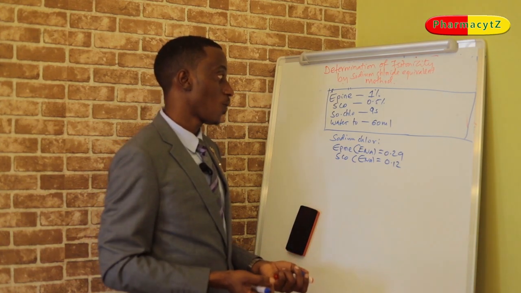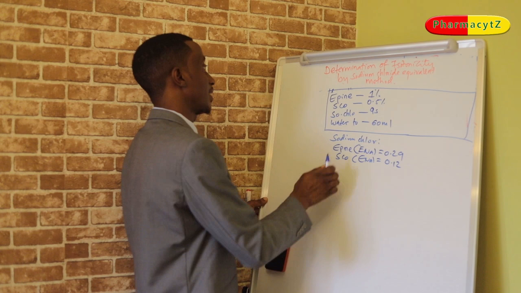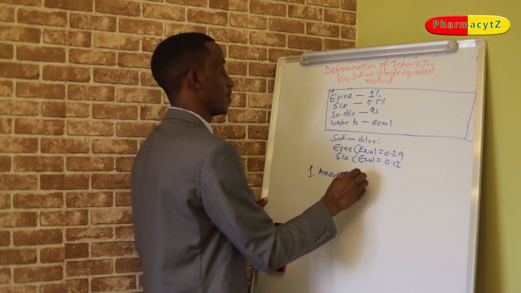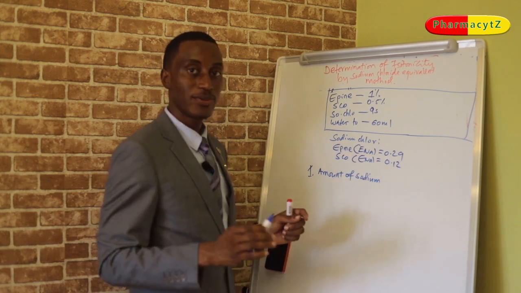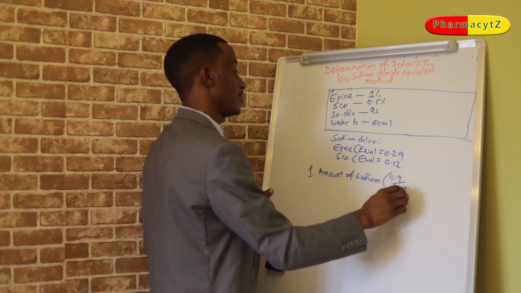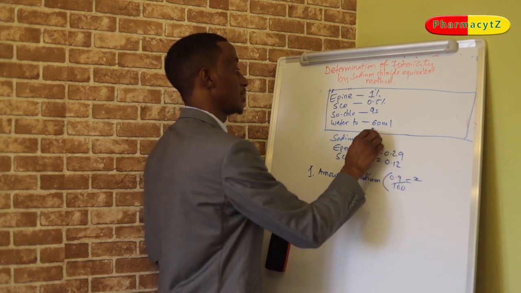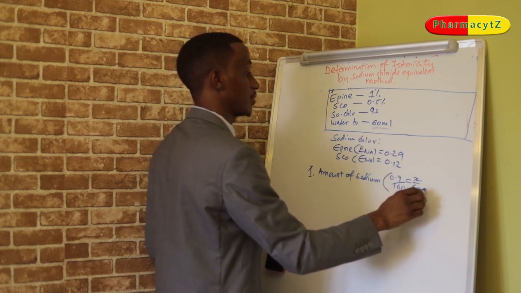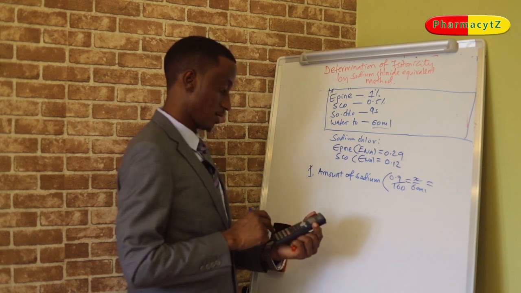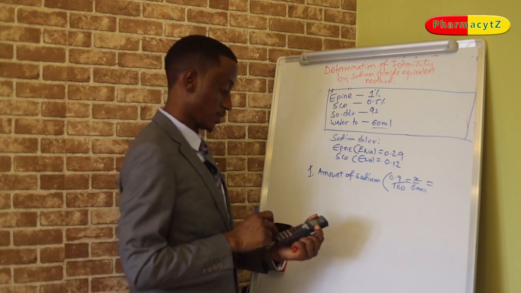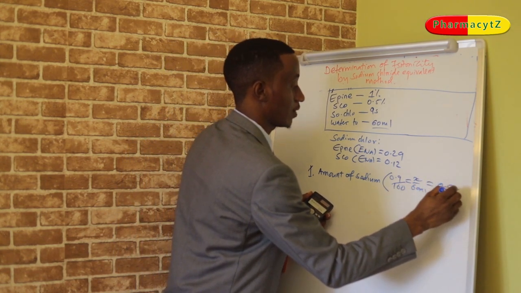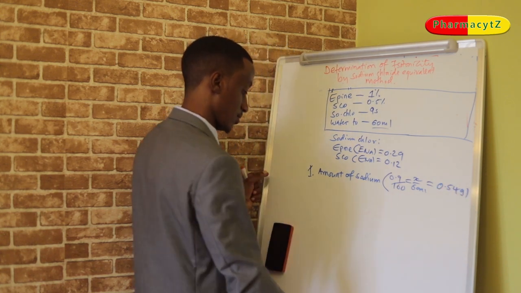So the first step, what do you do? First step is to find the amount of sodium chloride to be used. How do we find this? It's from its original concentration. 0.9 is in 100 mL. So how much is in the total preparation of 60 mL? Take 60 divided by 100 times 0.9. This is 0.54 grams. That is the amount of sodium chloride to be used.